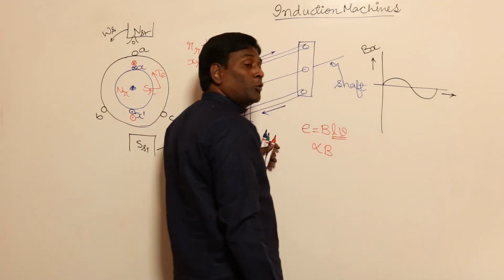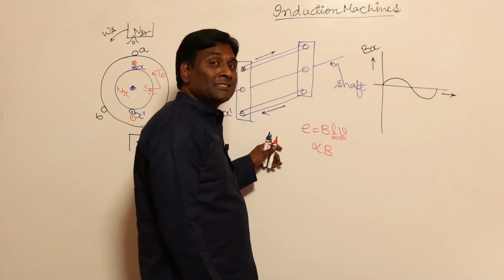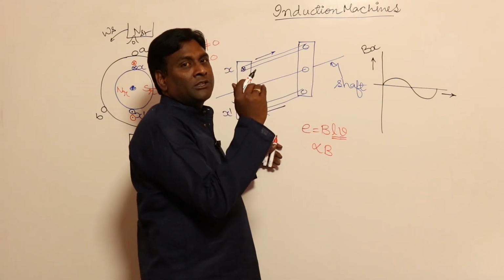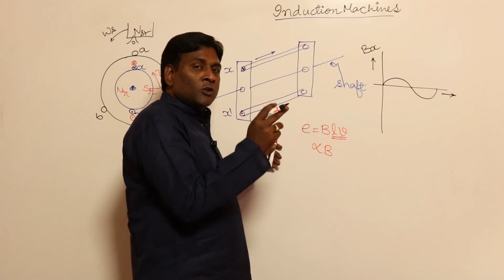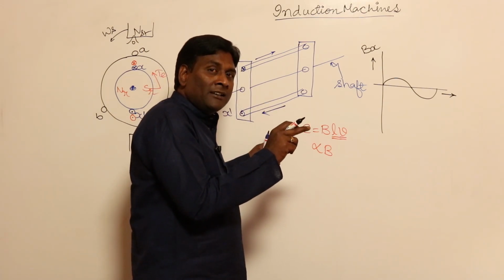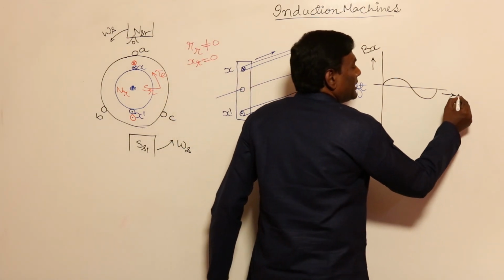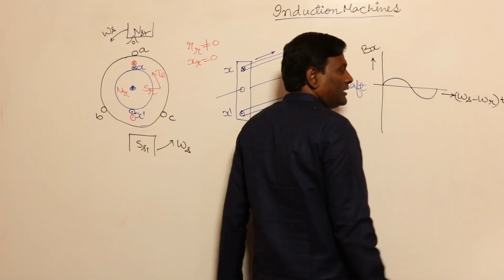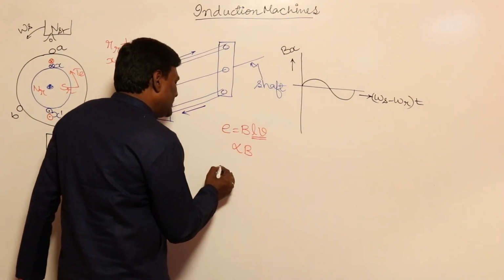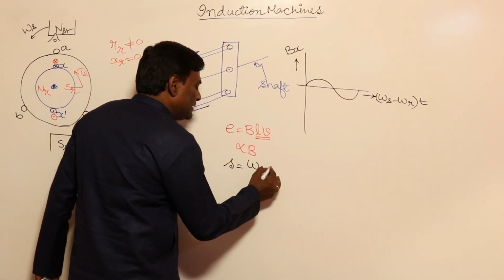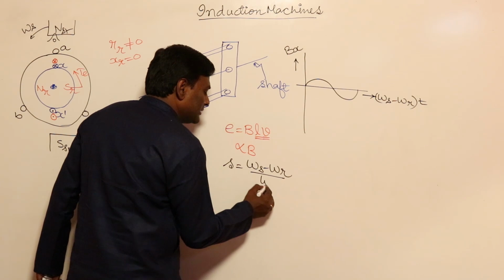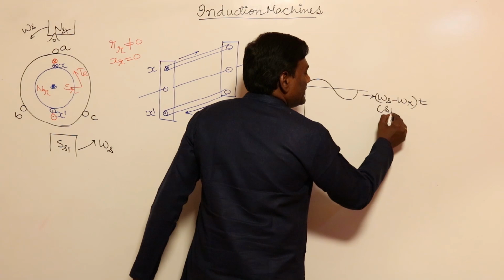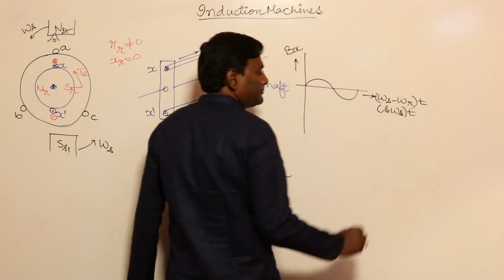What is the omega t here: is it omega s into t, omega r into t, or omega s minus omega r? Because the stator MMF is rotating with 1000 and the rotor is rotating with 990, if you are sitting on the rotor, my conductors will get 10 RPM. So it is omega s minus omega r. One more small thing we can add: slip equals omega s minus omega r divided by omega s. So omega s minus omega r is s omega s, so it is s omega s into t. Anything is fine.